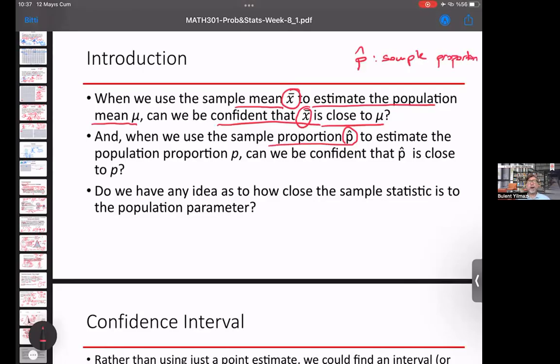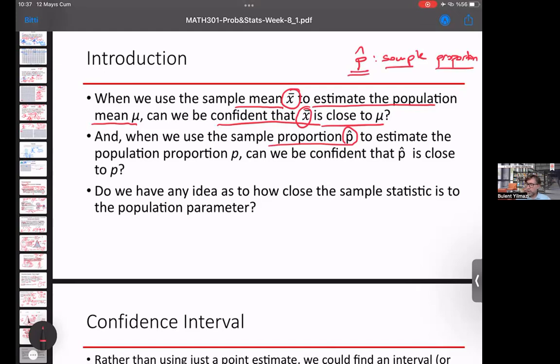Okay, I asked 100 AGU students whether they have bikes or not, and I found that 20% of the students in my sample have a bike. So is this close to the actual proportion of people who have bikes on the AGU campus or not? That's an example of a sample proportion.